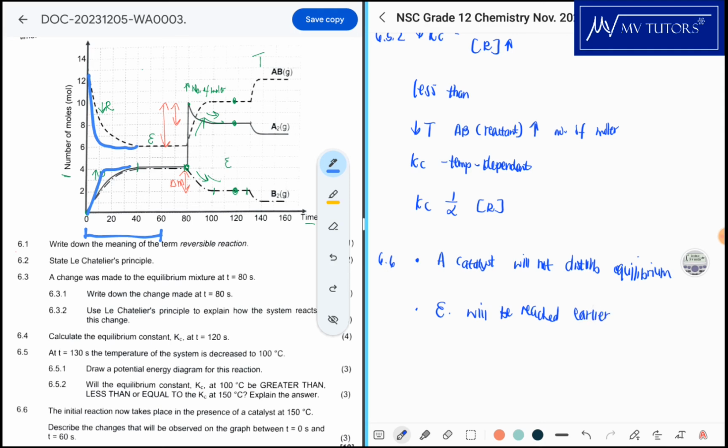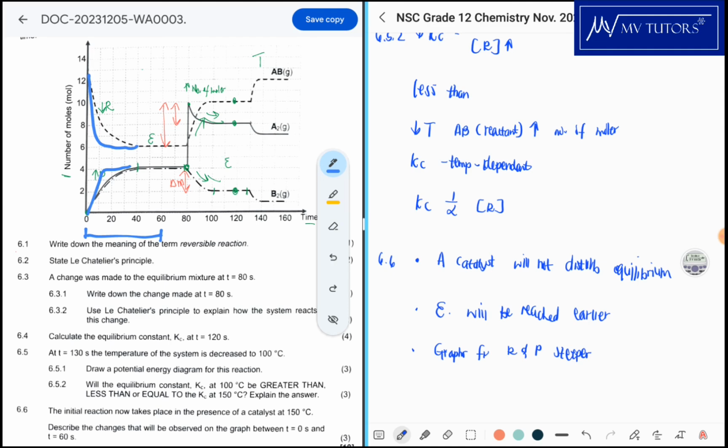Okay, that's another thing that we can say. And the graphs are steeper. So the graphs for the reactants and products are steeper. Okay, so that is what we're recognizing over here. Again, catalyst will not disturb equilibrium, so equilibrium will be reached: 6 moles for reactant AB, 4 moles for products A2 and B2. Secondly, equilibrium will be reached much earlier.